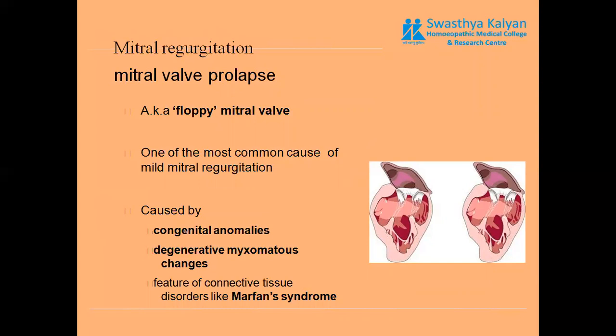Mitral valve prolapse is one of the causes of mitral regurgitation. This is also known as floppy mitral valve. And why is this prolapse caused? It can be due to congenital anomalies, where the development was not right. Then you have degenerative myxomatous changes, and features of connective tissue disorders like Marfan syndrome are also seen.